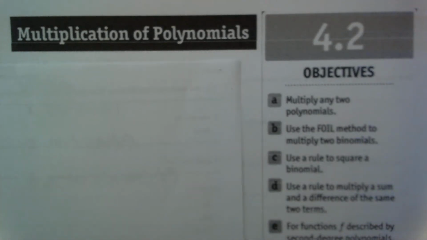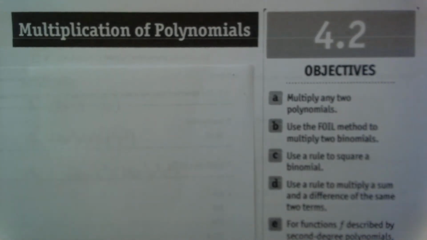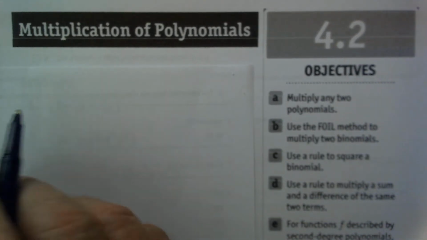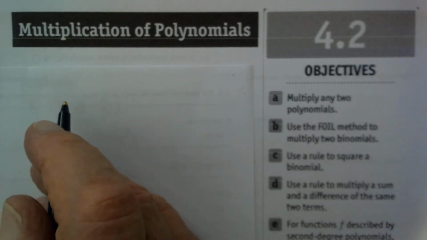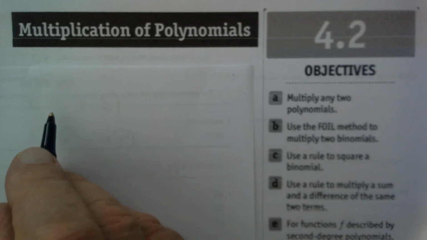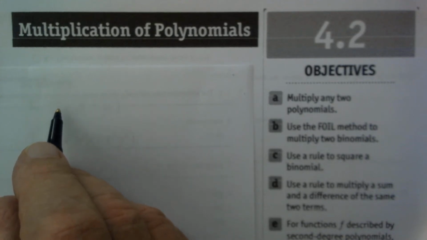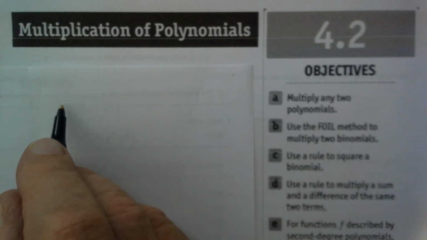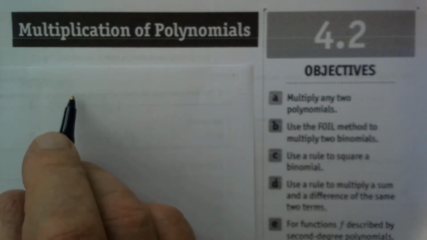Now, the one important fact about multiplication of polynomials is that to do this correctly, you have to know how to multiply monomials, because multiplying polynomials is simply a sequence or a series of multiplying monomials. And an important part of that is to understand the rules for exponents, especially the product rule for exponents.